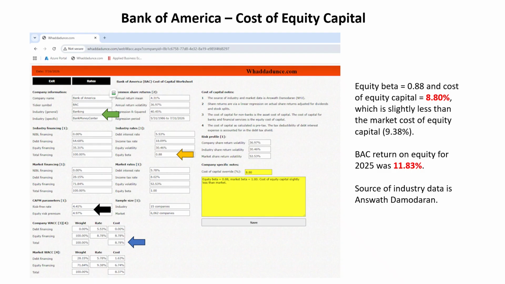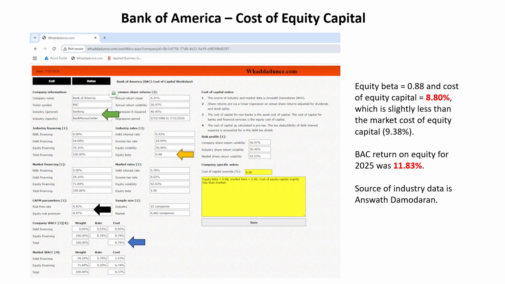Then if you look at the black arrow there, those are our cost of capital parameters. We have a risk-free rate of about 4.41%. That is the 10-year Treasury rate. And then we have the equity risk premium, which is what the market demands over and above the 10-year rate because they're taking a lot more risk, and that's close to 5%. And then the blue arrow, we calculate the cost of capital for the industry, based on some of the particulars for Bank of America, and that's about 8.78%.